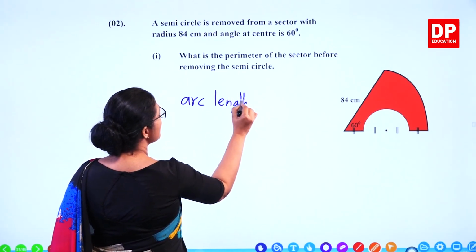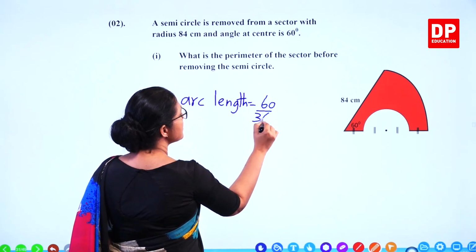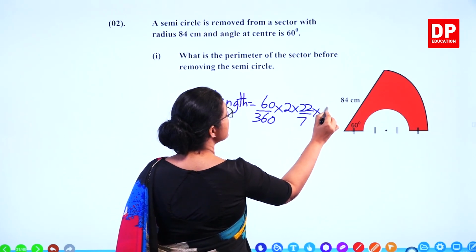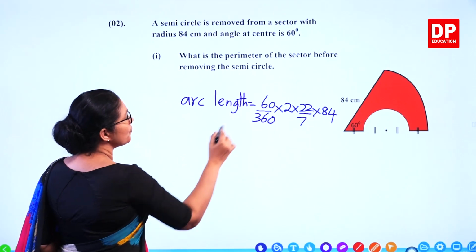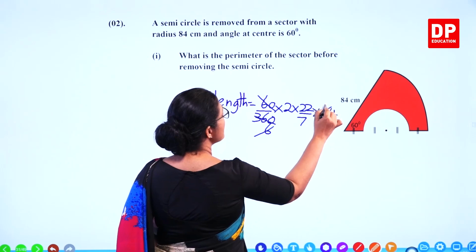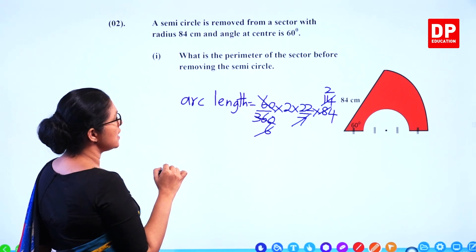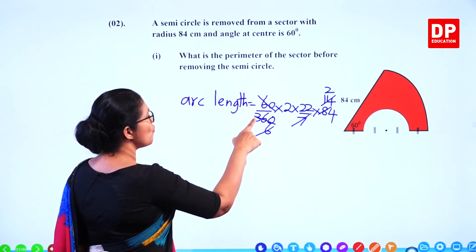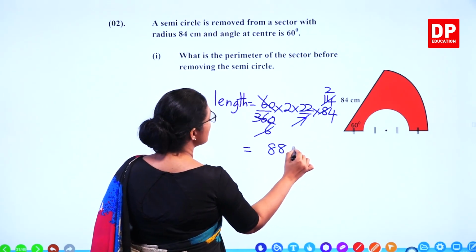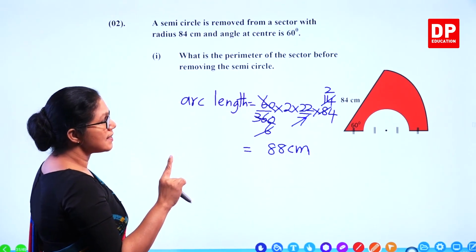Arc length becomes, angle is 60. 60 divided by 360 into 2 pi r. Pi is 22 over 7. Radius is 84. Here you get 6. 6 times 1, 6 for 24, that's 14. 7 times 2, 14. You get 2 times 2, 4. 4 times 22. 88 centimeters, because that's the arc length.